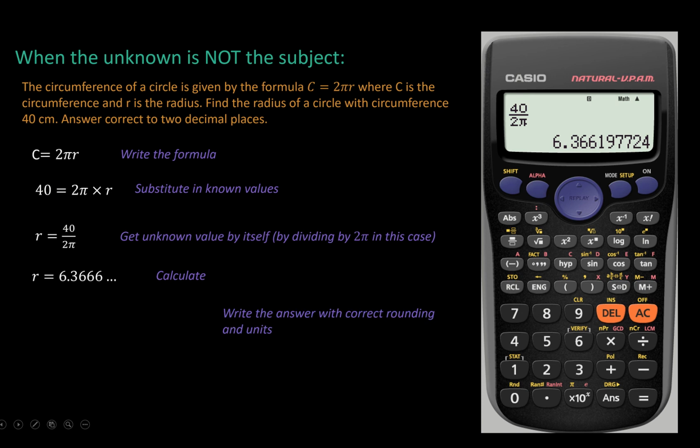So we need to round it to what it wanted, which was 2 decimal places. So it's going to be 6.37. And then the units that we were in are centimeters. So we just have to say, therefore, the three dots meaning therefore, radius is 6.37 centimeters. And again, it's just safer to specify your rounding, so 2 dp.